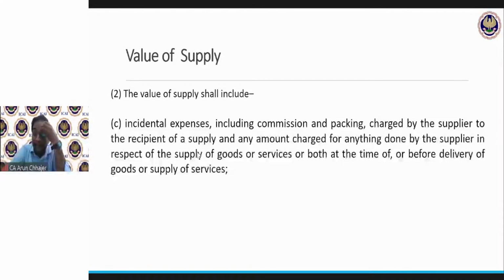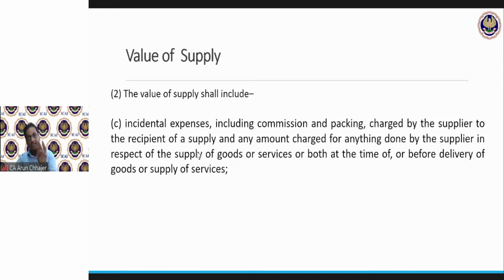Let's say the scope of the works is that he will provide the work contract service for construction, and whatever the material, that will be the responsibility of the recipient. He will raise the invoice of rupees 10 lakh, and let's say cement is given free of cost.